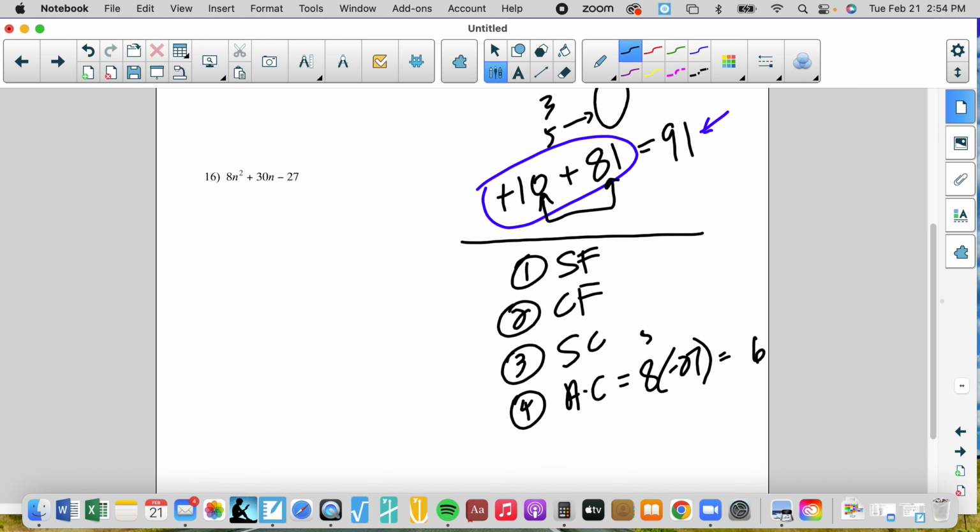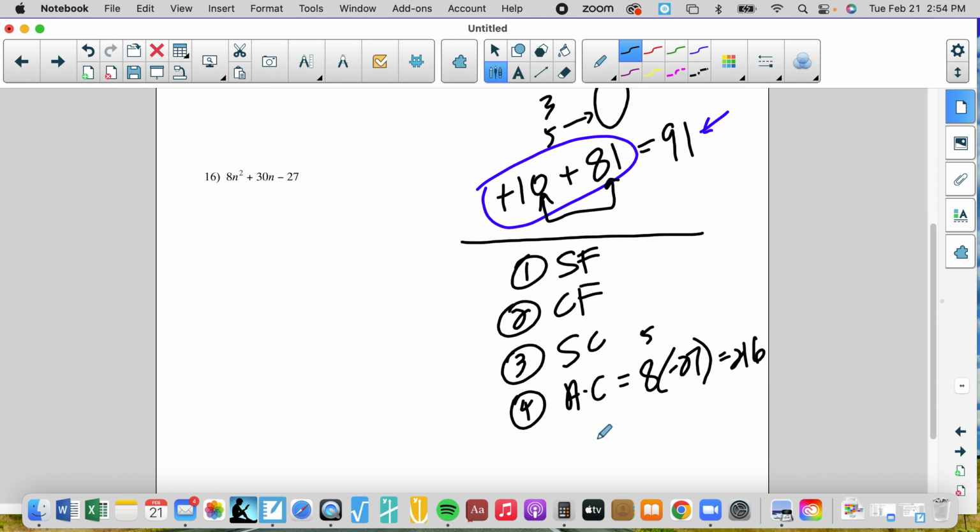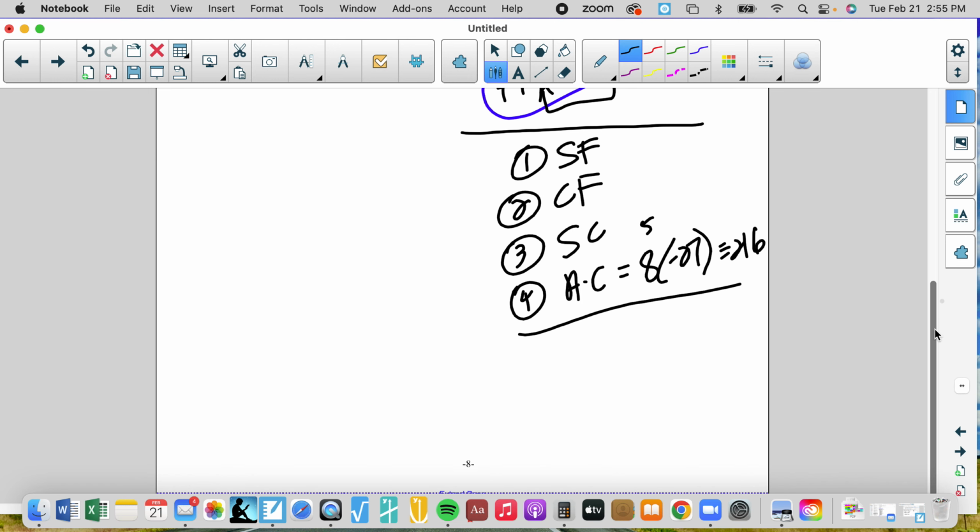8 times negative 27 is negative 216. We can always take a calculator. It takes 2 seconds to check. 216, yes, I love it. And make that a negative. Factors of 216: 1 and 216. 2 and 108. 3: 2 plus 1 plus 6 is 9.